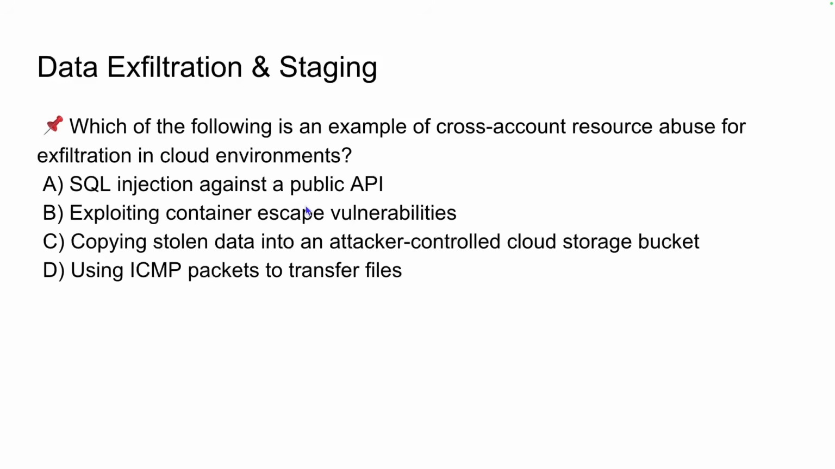That's not it. Exploiting container escape vulnerabilities is something that actually does exist in cloud environments, because a container will have access to a certain type of software and its dependencies, and if you get out of that container, you are now inside of the overall cloud environment, and then you can go between containers and get access to different things. So this actually is something that is done inside of the cloud environment. I just don't think that's what it is. Copying stolen data into an attacker-controlled cloud storage bucket, that sounds like the answer. Using ICMP packets to transfer files is also not it. We're talking about cross-account resource in cloud environments. So the answer would be C.